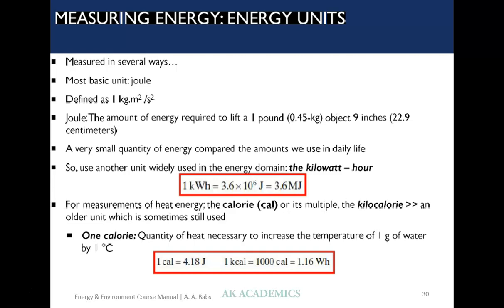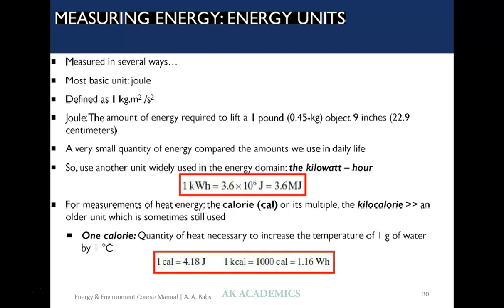So there is another unit that is widely used in the energy domain, and that is kilowatt hour. 1 kilowatt hour is equal to 3.6 times 10 raised to power 6 joules, which is also approximately equal to 3.6 megajoules.